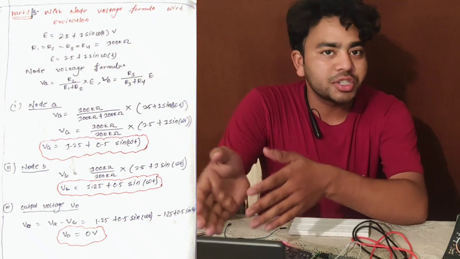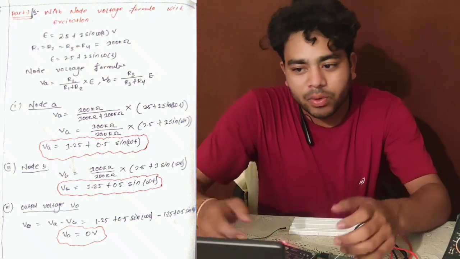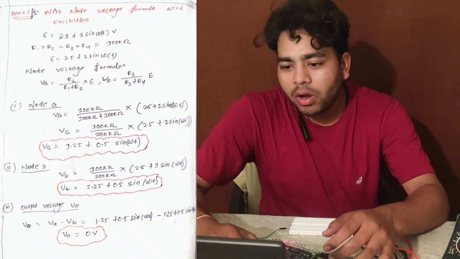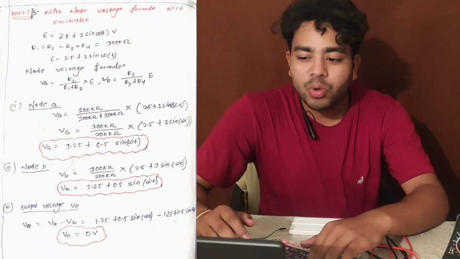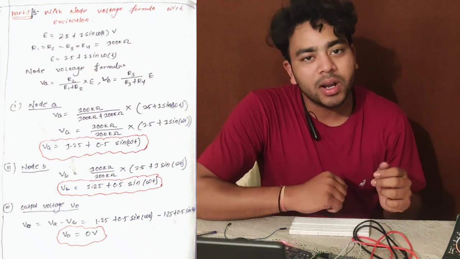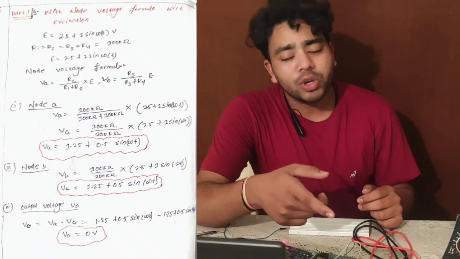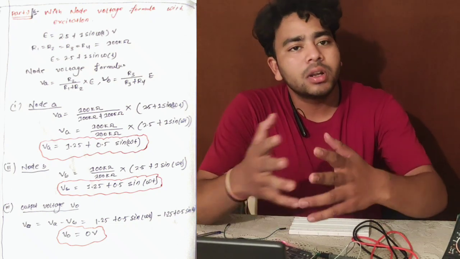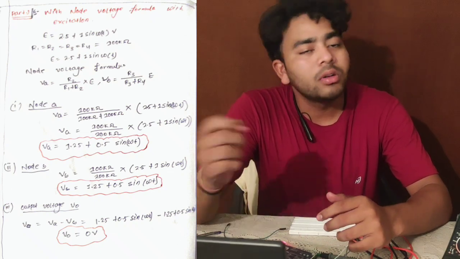We now take the excitation voltage as 2.5 plus 1 sin omega t. Once again R1, R2, R3 and R4 are the same, 100 kilo ohm. Now for calculating node A, node A will be 1.25 plus 0.5 sin omega t, and node B will be 1.25 plus 0.5 sin omega t, and the output voltage, which is VA minus VB, will be equal to 0 volt.